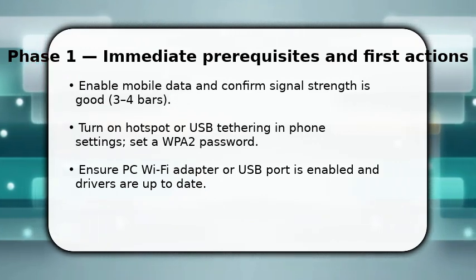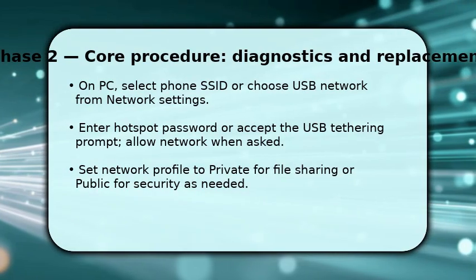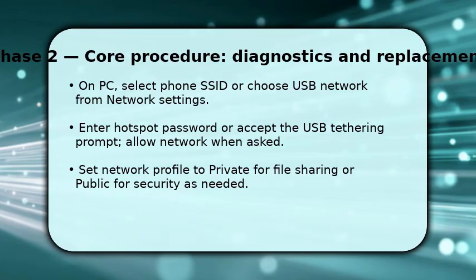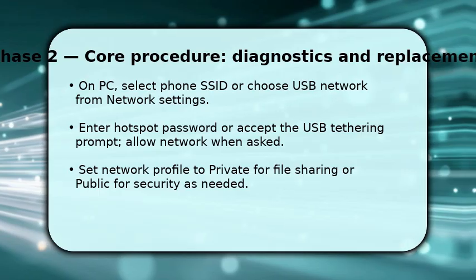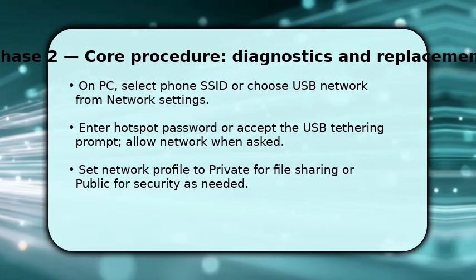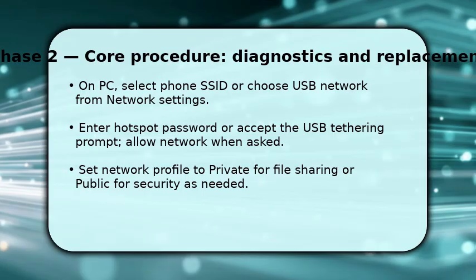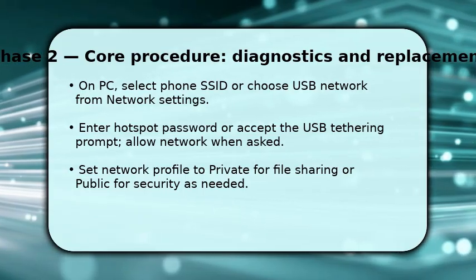You now connect. On the computer, pick the phone SSID from the Wi-Fi list, or if using USB, wait for the new network interface to appear. Enter the hotspot password exactly or accept the tethering prompt. Allow the connection when the system asks.